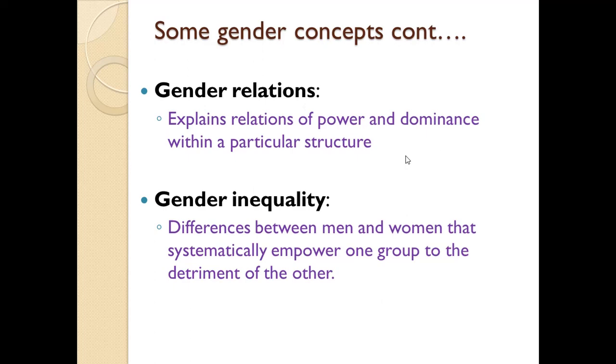So one of them is gender relations, which explain the relations of power and dominance within a particular culture. So when we talk about dominance and power, please again refer to our development process as power reading, and then you'll see that that is captured within gender relations also, that one group or the other dominates and the other one is exploited because of these power imbalances. And of course, in most cases, the men have more power and dominate highly compared to women.